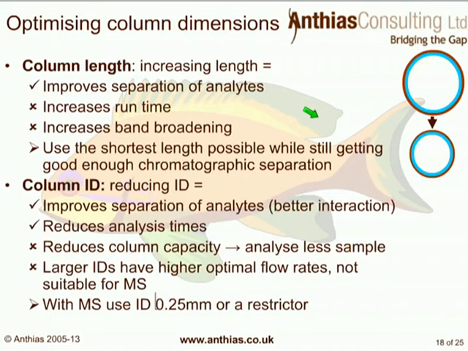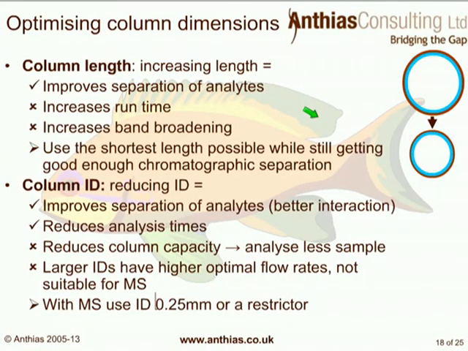When we're thinking about the column internal diameter, if we reduce the internal diameter, it improves the separation of the analytes, we get better interaction. It reduces analysis times. It reduces, though, column capacity as well, which means that we can only analyse less sample. If we inject too much sample into a narrow ID column, we will get overloading, and that would affect our chromatography. Larger internal diameter columns have higher optimal flow rates, and therefore they're not suitable for analysis with mass spectrometers, again, going back to the vacuum.